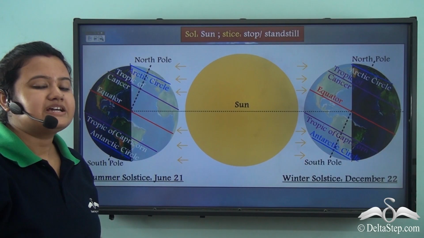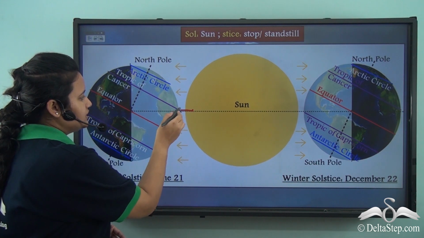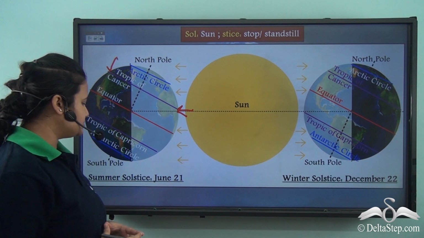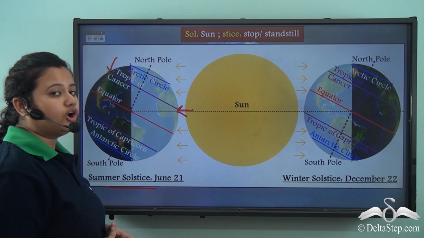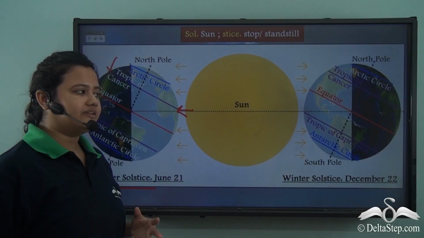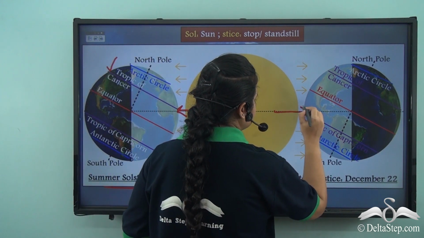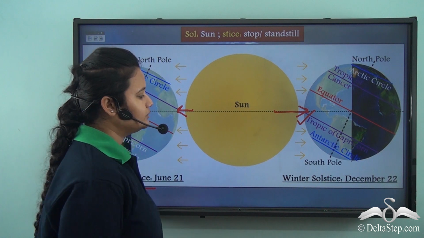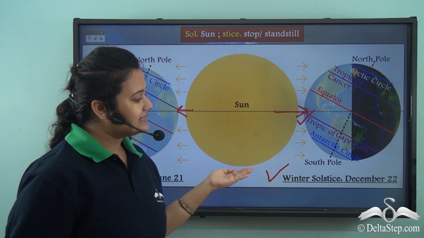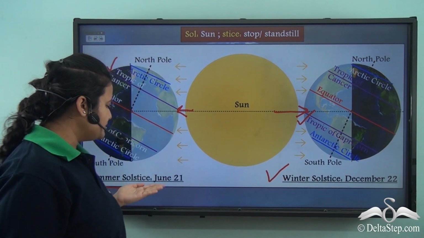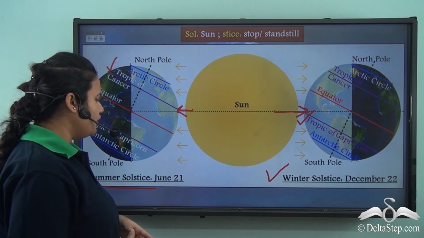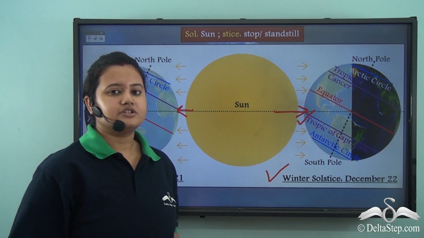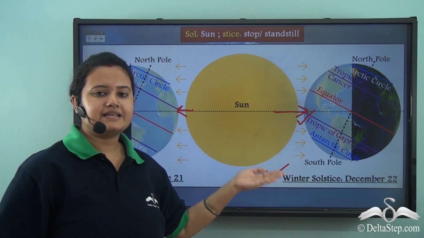So we learned that when the sun's rays are vertical or perpendicular over the Tropic of Cancer, then it is known as summer solstice or June solstice. Whereas when the sun's rays are vertical or perpendicular over the Tropic of Capricorn, then it is known as winter solstice or December solstice. Summer solstice, as discussed earlier, occurs on 21st of June, whereas winter solstice occurs on 22nd December.